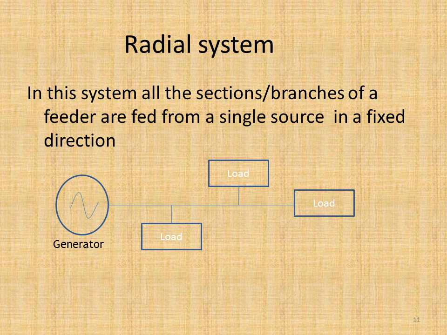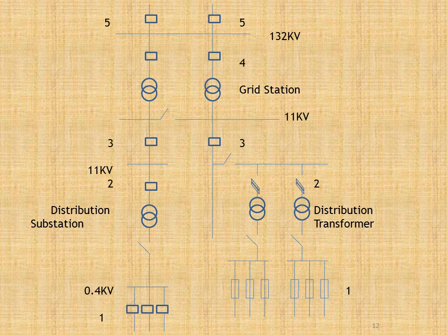Let's talk about the radial system. In this system, all sections and branches of a feeder are fed from a single source in a fixed direction. Here is a generator, and the different loads are being served by a single source in a fixed direction. And here is the schematic of a radial system, which clarifies all the concepts about this system.